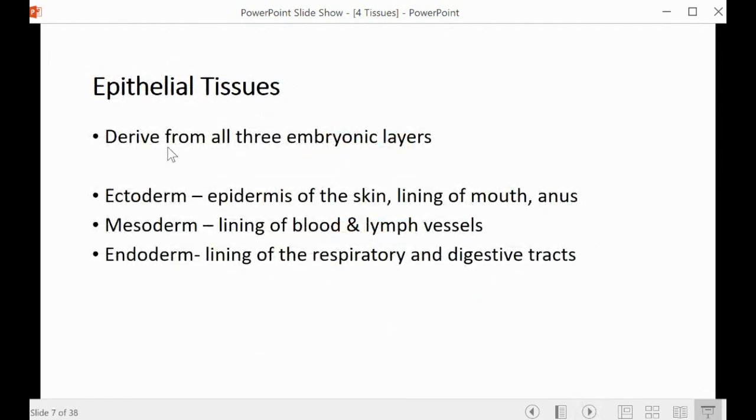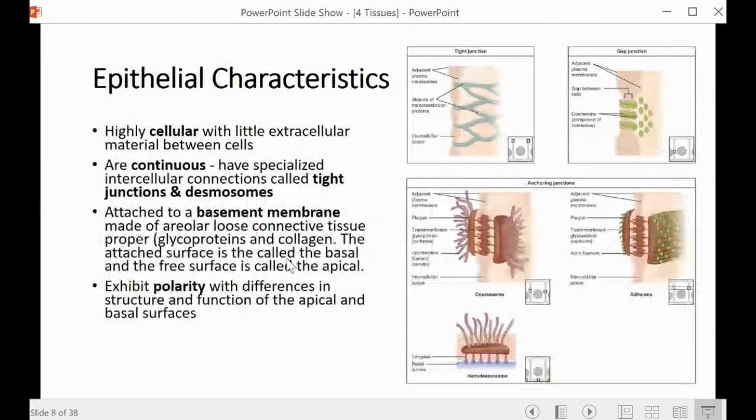Okay. So epithelial tissues are going to derive from all three embryonic layers. So we get the ectoderm, the mesoderm, and the endoderm. Okay. Ectoderm is going to differentiate into the epidermis of the skin, the lining of the mouth, and the anus. The mesoderm is going to be the lining of the blood and the lymph vessels. And the endoderm is going to be the lining of your respiratory and digestive tracts.